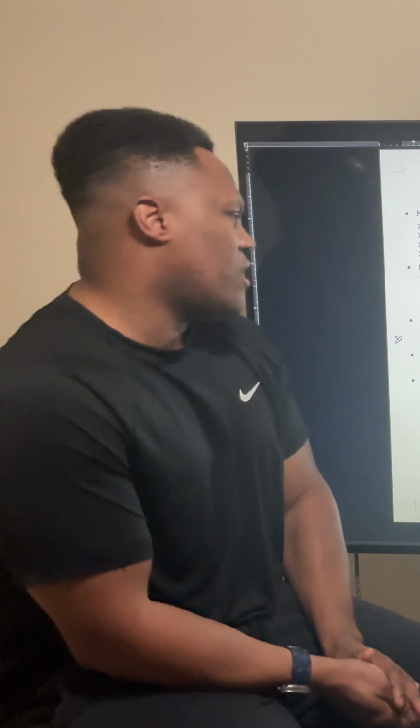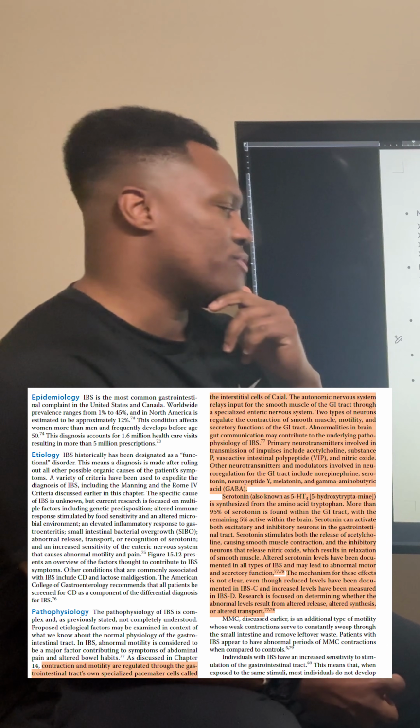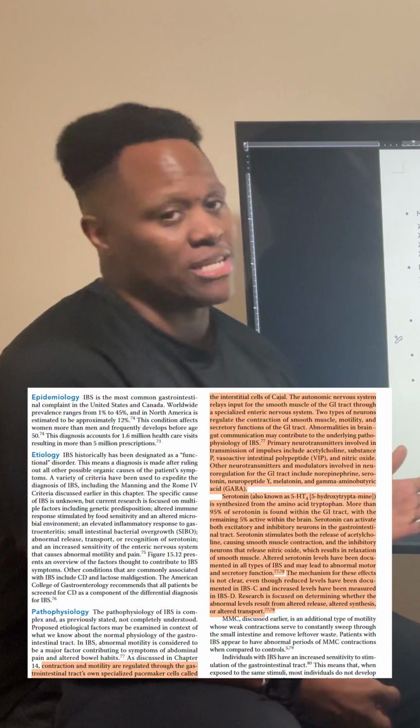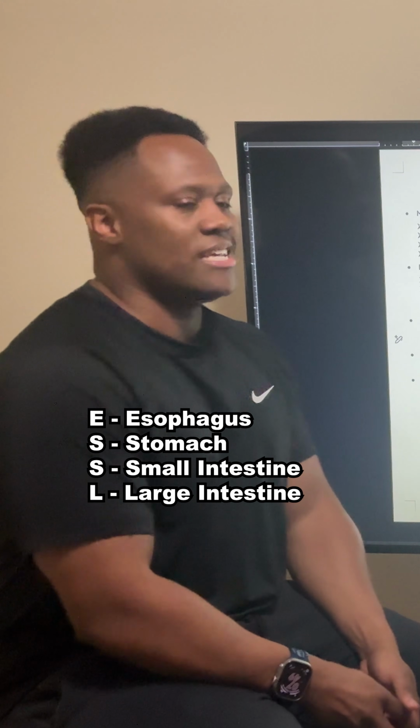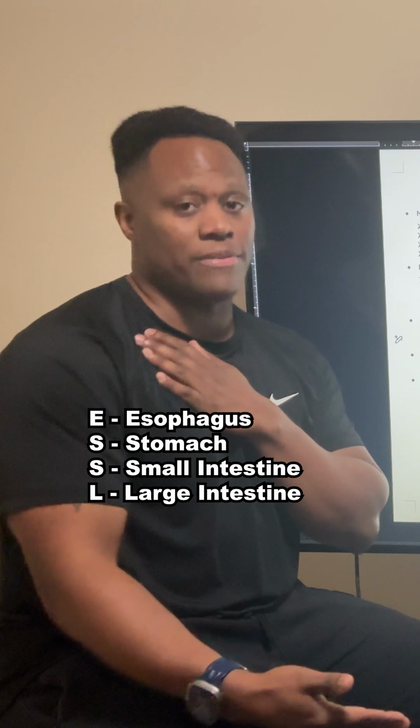I want to go into contraction and motility issues in IBS. So the interstitial cells of Kajal, that's the main source of this process. Also, you have the ESSL concept. E is going to be the esophagus. So what happens when we eat food, as most of us know, our food travels through the esophagus.